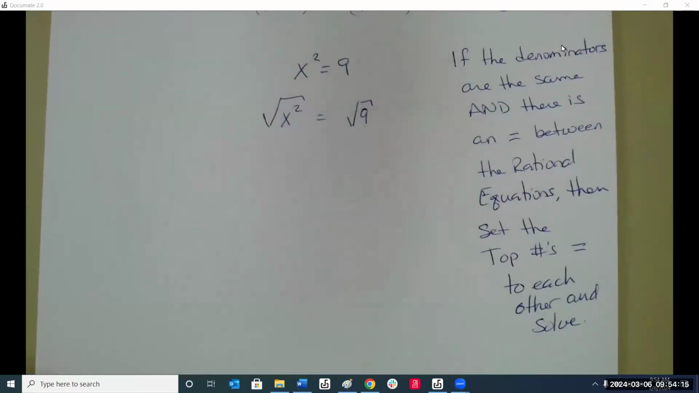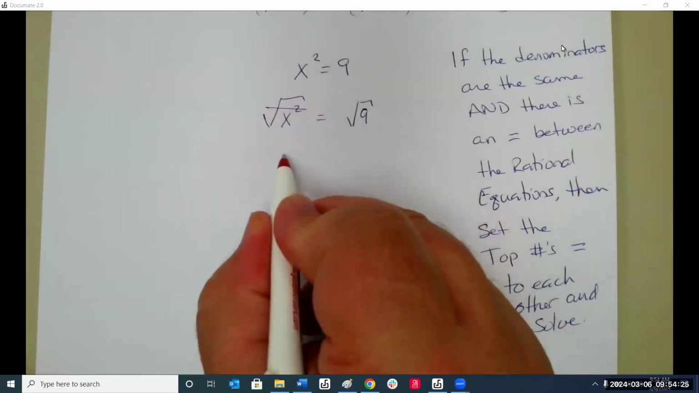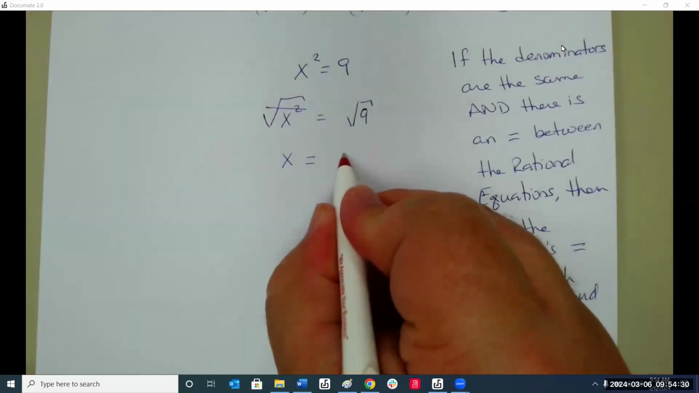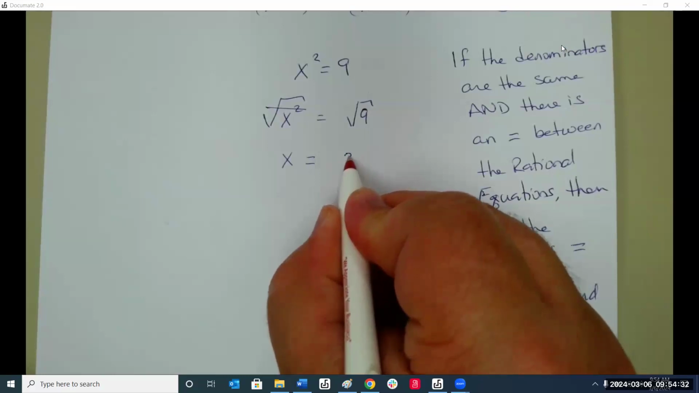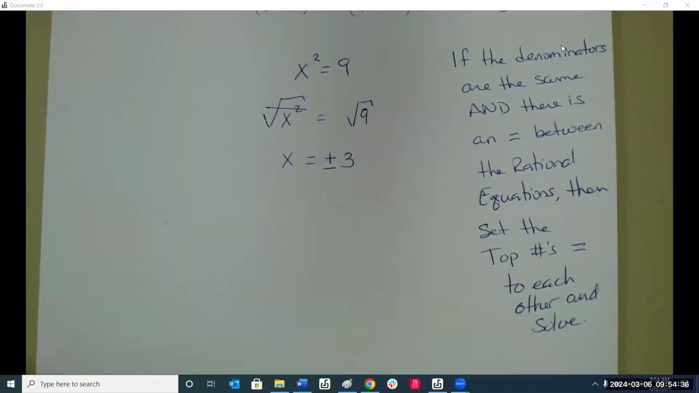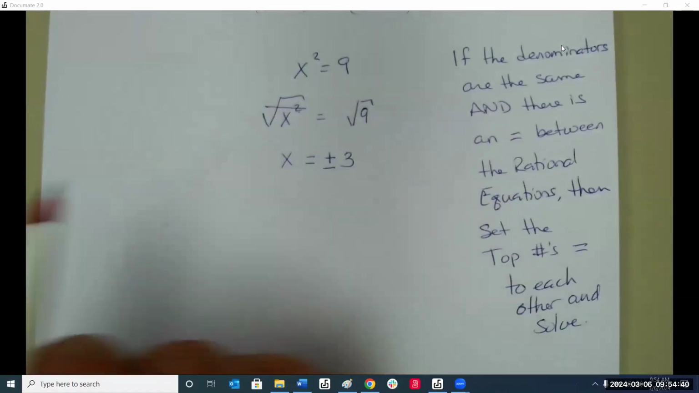What does that equal? So what happens on the left side? The square root and the square cancel. Square root of 9 is 3, but it's also going to equal plus or minus. Whenever you take the square root of a squared number, put a plus or minus in front of the answer.